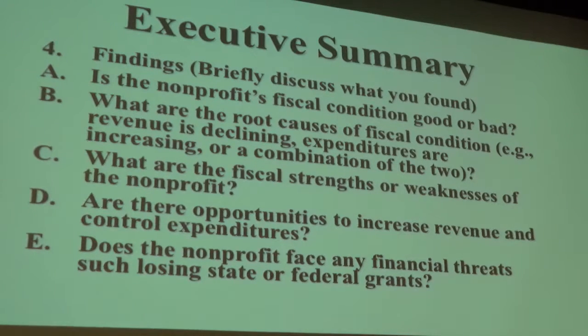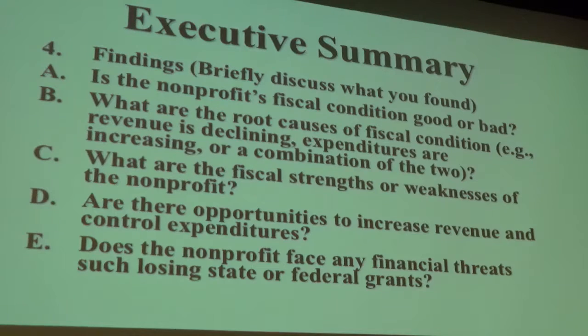The next slide discusses the findings. So you briefly discuss what you found. Some of the key questions are, is the nonprofit's financial condition good or bad? What are the root causes of the financial condition? If the financial condition is improving, then that has to do with revenues increasing and expenditures being controlled. The question with the revenue increases has to be addressed because that may be a short-term gain, but may present long-term consequences if one or several revenue items are growing extremely fast. Is that going to plateau at some time? If it does, what does that mean for the organization? What does that mean for programs and services?